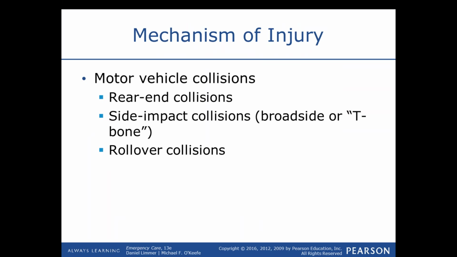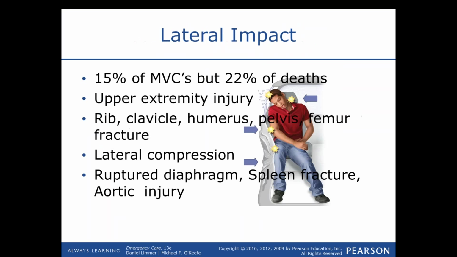A couple other injury patterns related to rear end collisions or side impact collisions. These provide some unique issues. Lateral impact is only about 15% of our motor vehicle collisions, but it accounts for a pretty large chunk of fatalities, about 22%. It's real common for upper extremity injuries as well as rib and clavicle fractures.